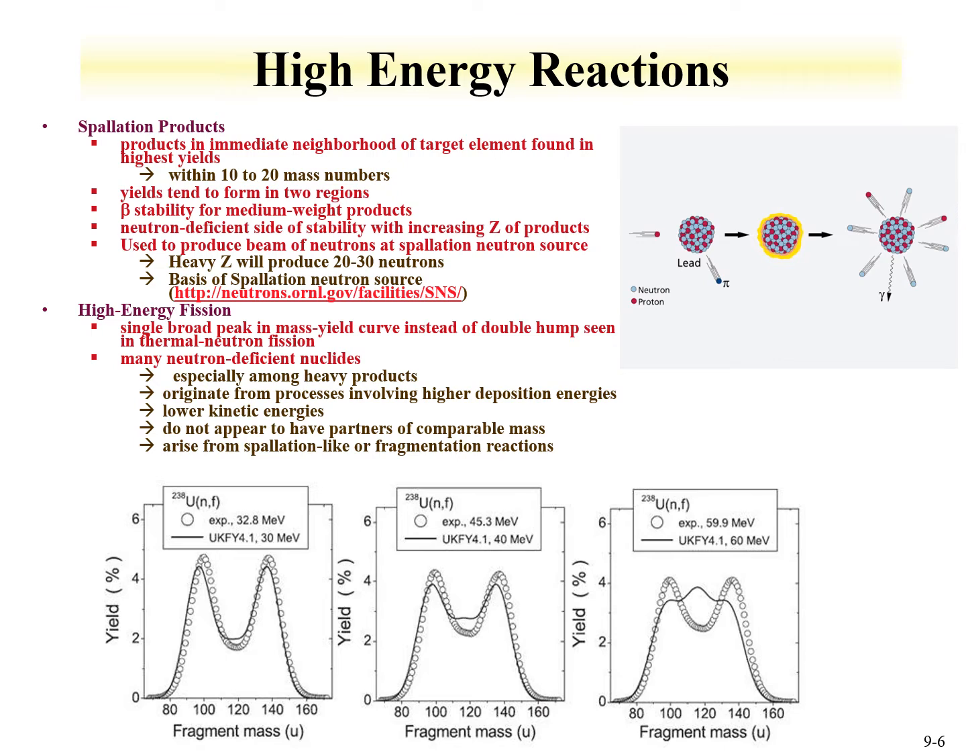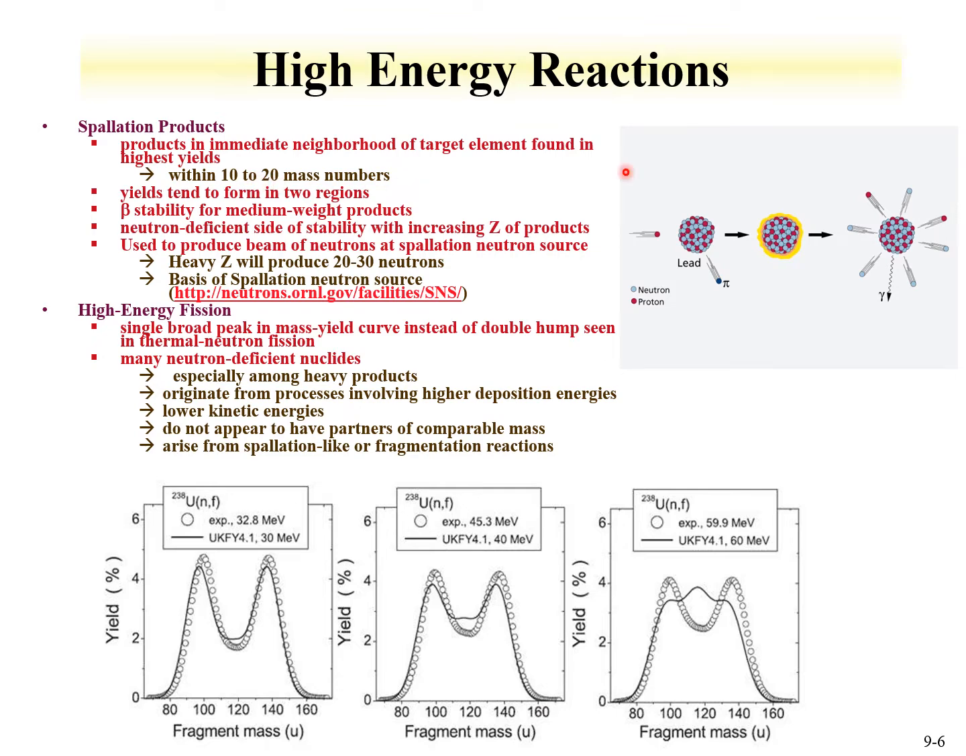If the energy of a light particle is increased, the reactions can change. An example of this is for high energy protons, where you can get something called spallation. Spallation is when you use a high energy light particle such as a proton, and you get a number of products formed within the immediate neighborhood of the target, let's say between 10 and 20 mass numbers.